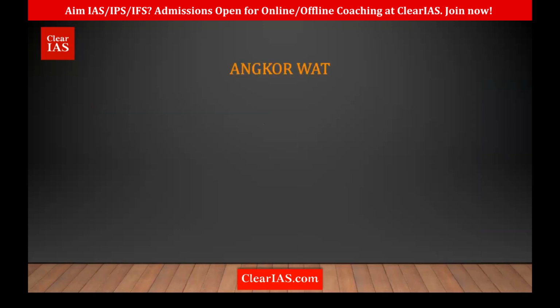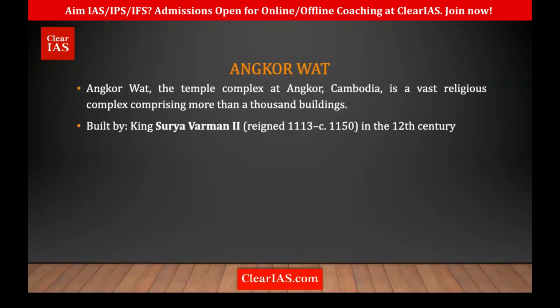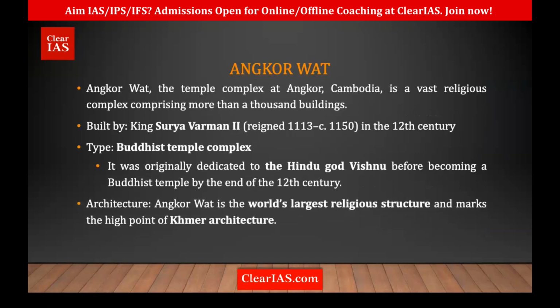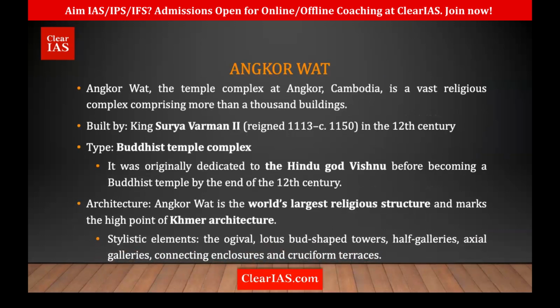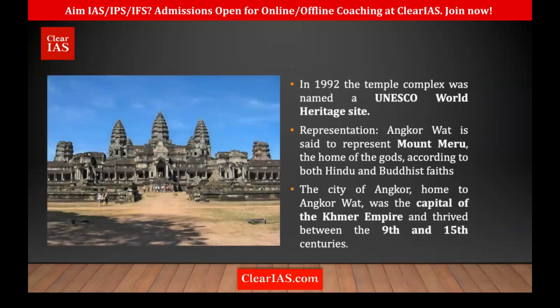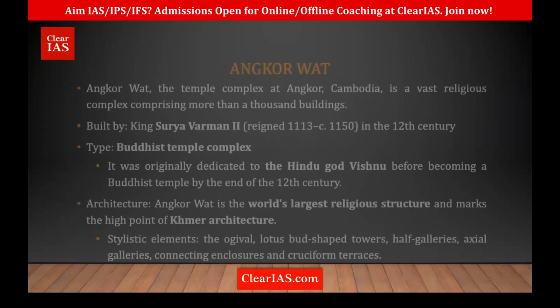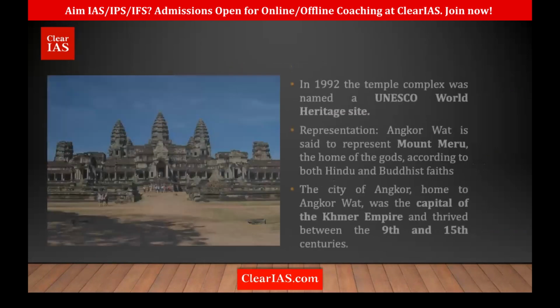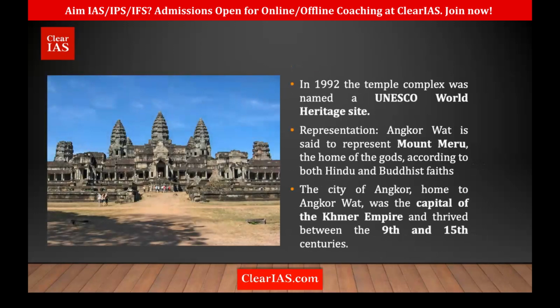Then we spoke about the Angkor Wat temple complexes. Remember it is of Khmer architecture style. It's a Buddhist temple complex, and the speciality of Khmer architecture is the oval shaped and lotus bud shaped towers, half galleries, axial galleries, connecting enclosures, cruciform terraces. And it is given UNESCO World Heritage Site status.